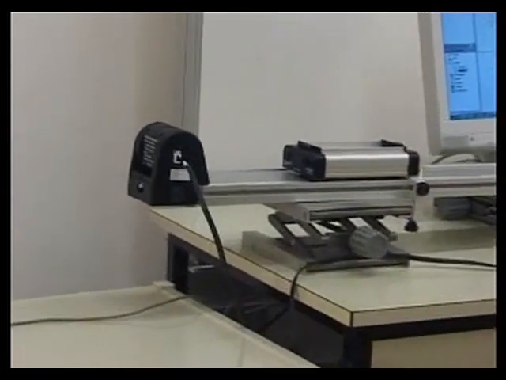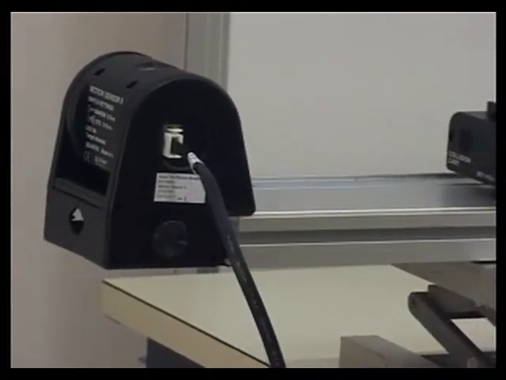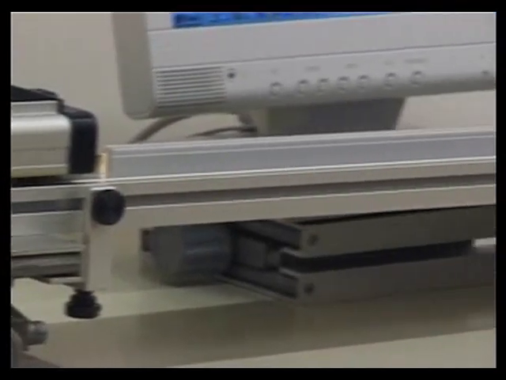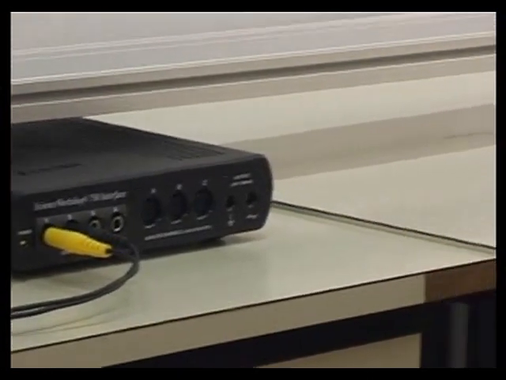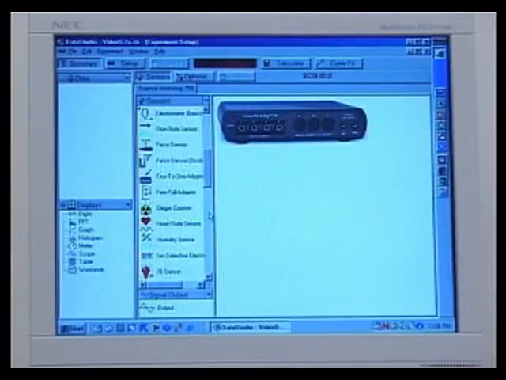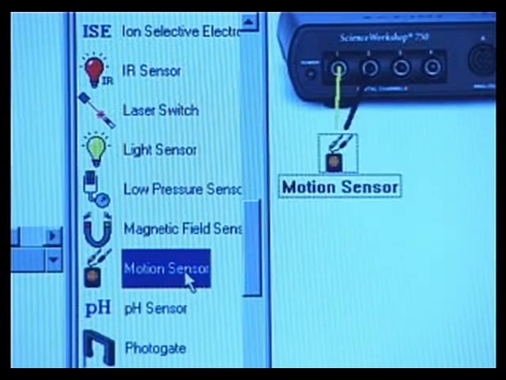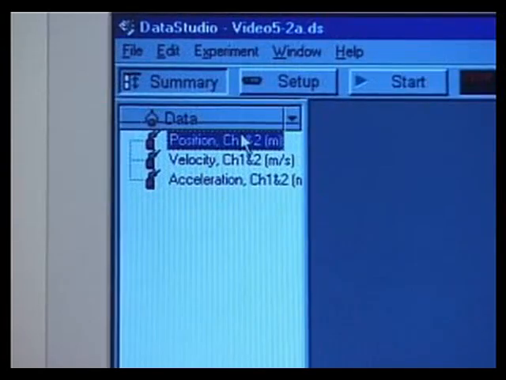In this experiment, we'll study the motion of a trolley down an inclined runway using the motion sensor. Set up the motion sensor on the inclined runway. Run the data logging program on the computer.